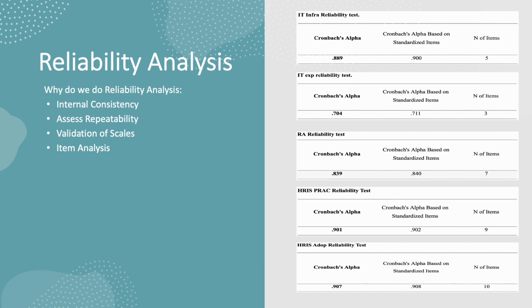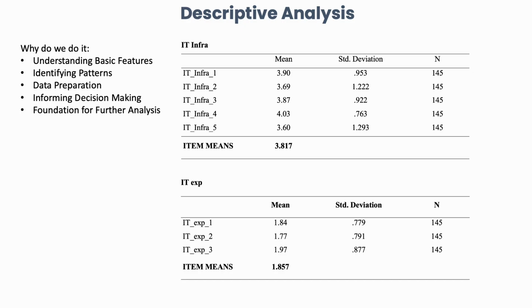Moving on to the next slide. Now, descriptive analysis. Why do we actually do descriptive analysis? Number one, it allows us to understand the basic features of the data and provides a brief description of the sample. This includes measures like mean, median, mode, and standard deviation, which give an overview of the distribution of the data.